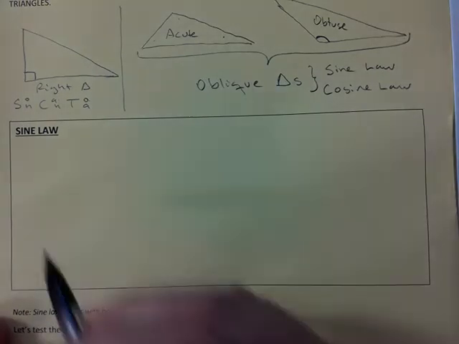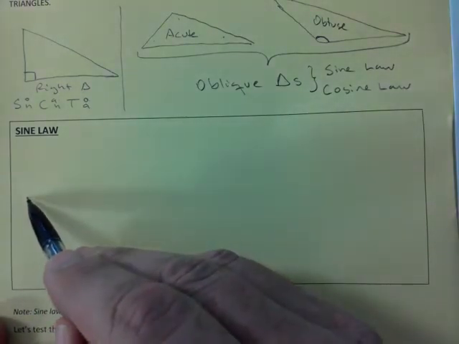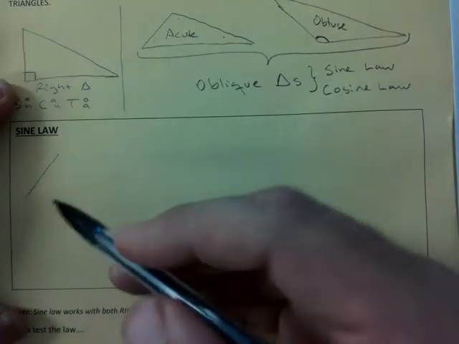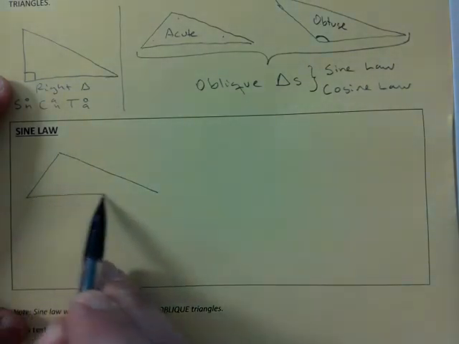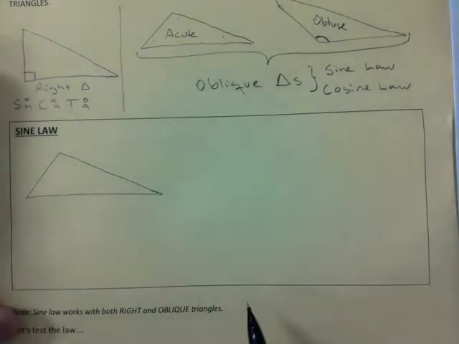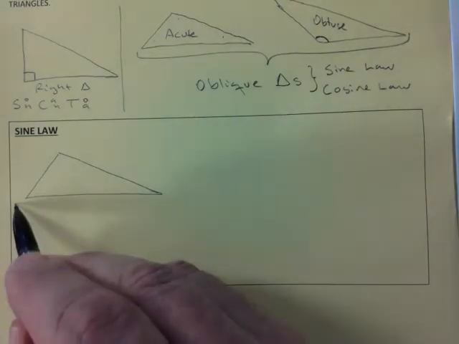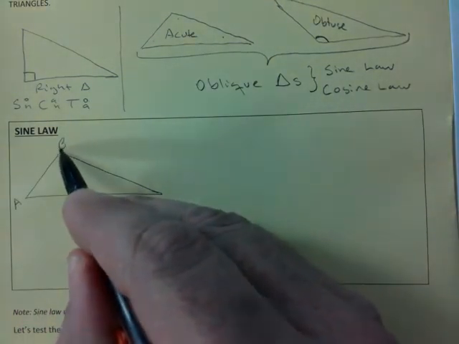And now this is the second go at it. So, sine law. Let's draw our classic oblique triangle that I tend to go to, like that. And let's label it A, B, C.